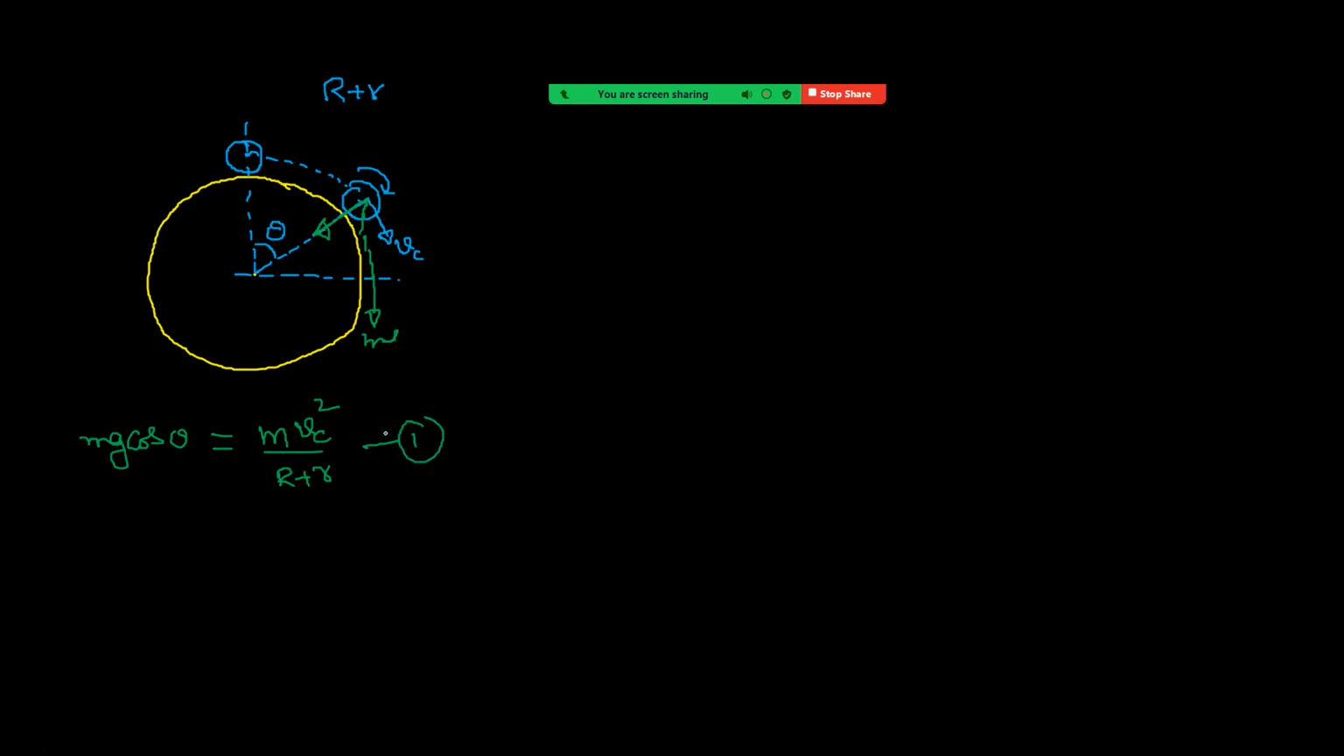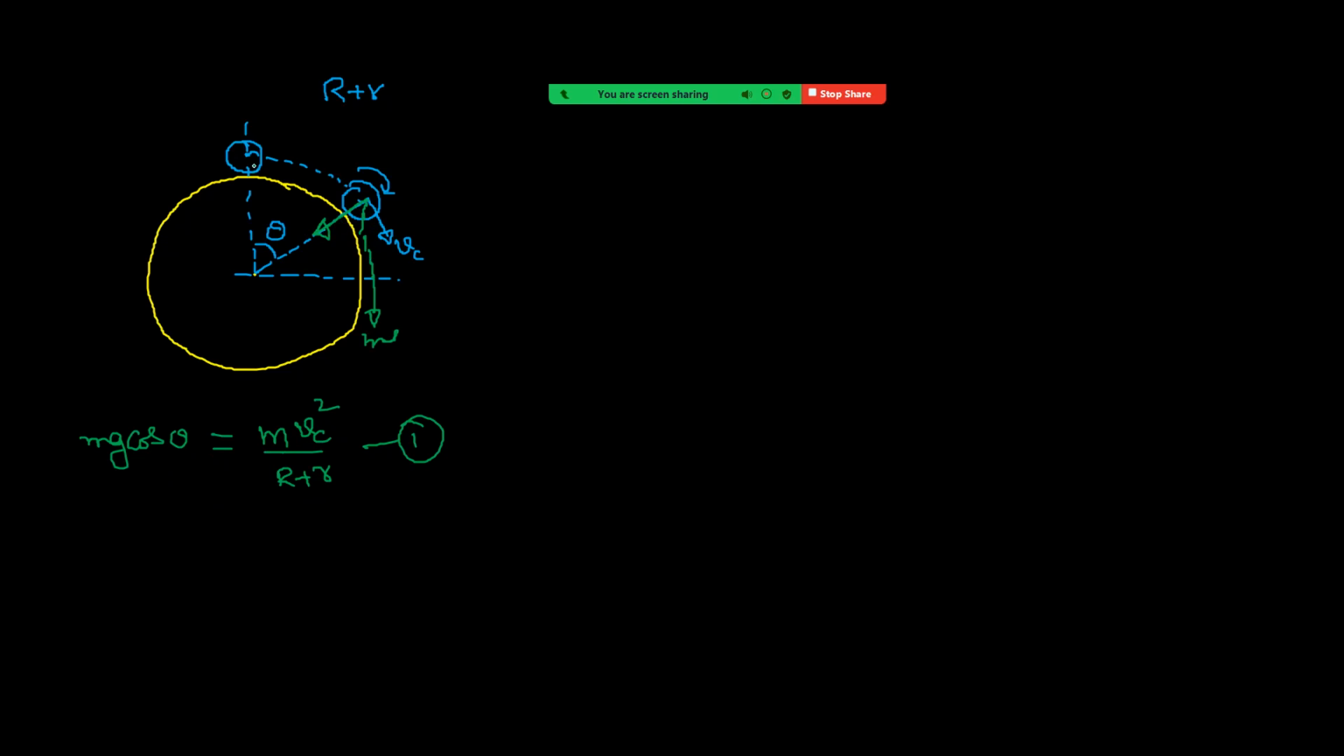So the first condition is at the time of losing contact, there is no normal reaction, only weight mg. Its component is mg cos theta. This is providing the centripetal force that is equal to mass into centripetal acceleration. Okay. Now we can see in this the number of unknowns: theta and vc, the speed of center of mass. Okay. So now we require one more condition.